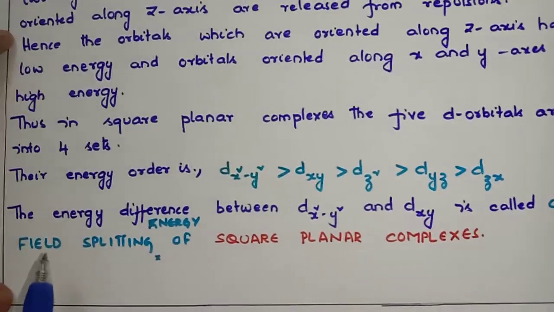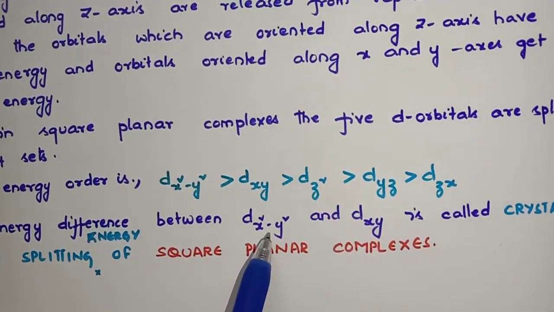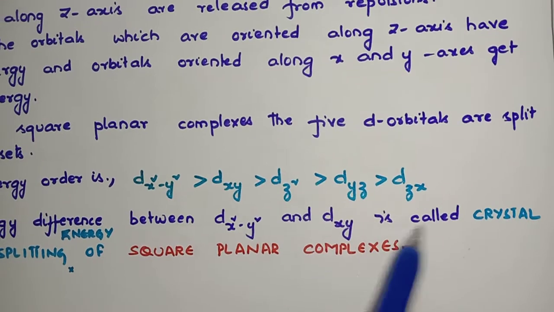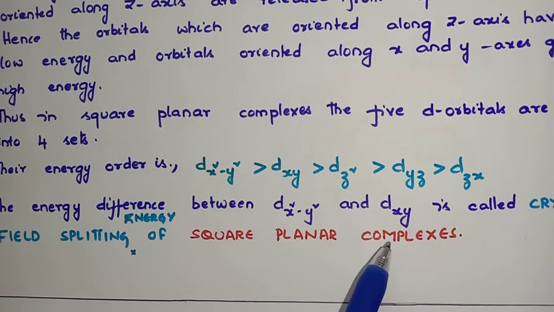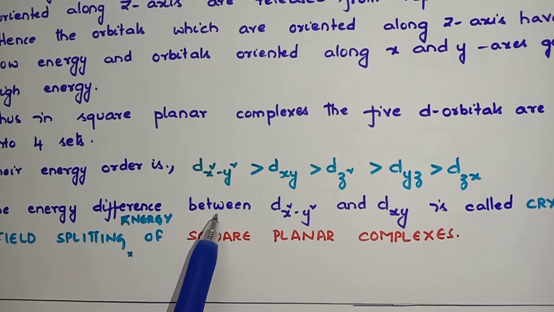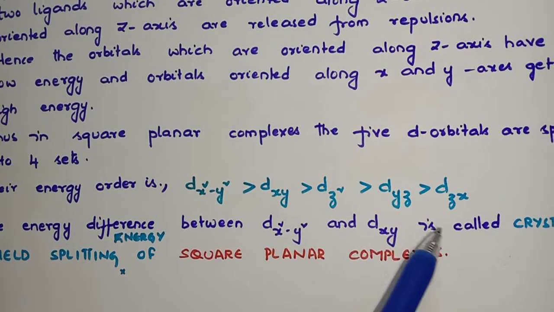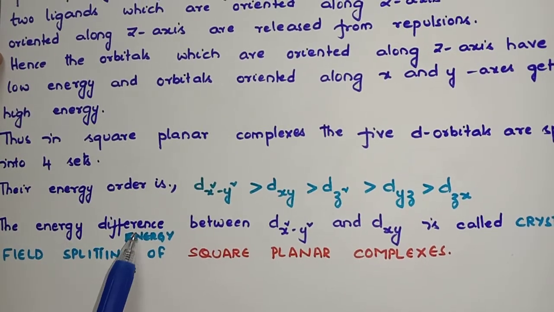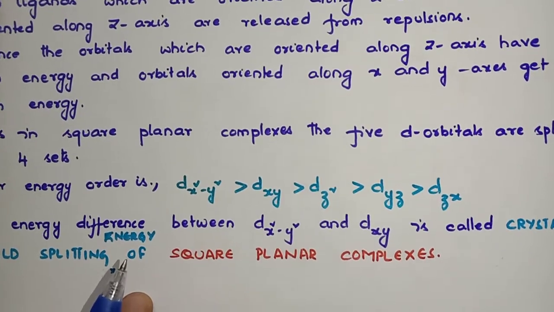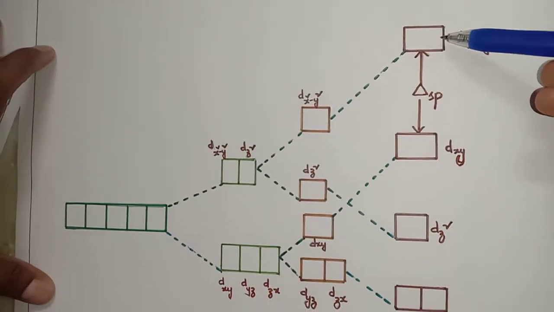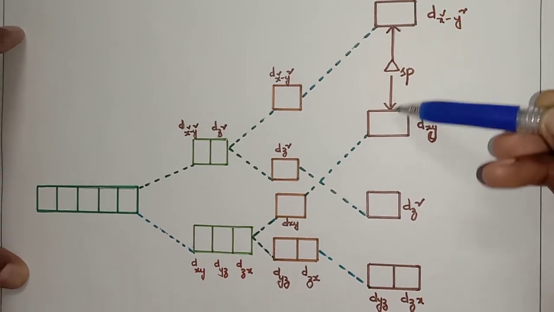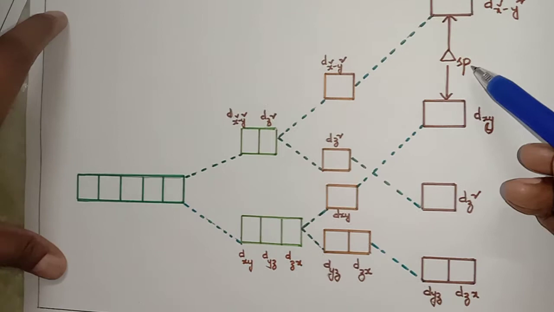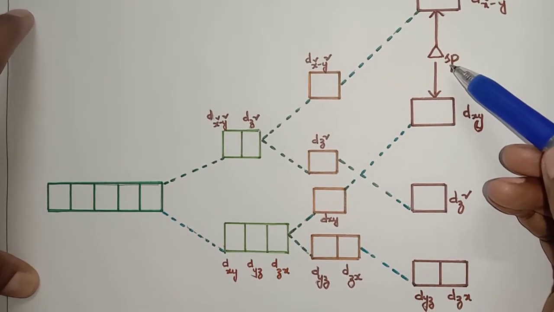Okay students, now the energy difference between dx square minus y square and dxy, we call it the crystal field splitting energy of square planar complexes. Once again, the energy difference between dx square minus y square and dxy is called the crystal field splitting energy of square planar complexes. So look here in the diagram, the energy difference between this one, dx square minus y square of highest energy, and dxy. So the energy difference between these two is called the crystal field splitting energy of square planar complexes.